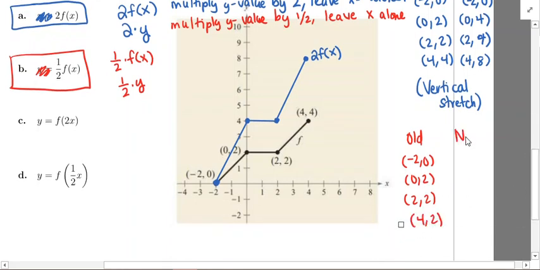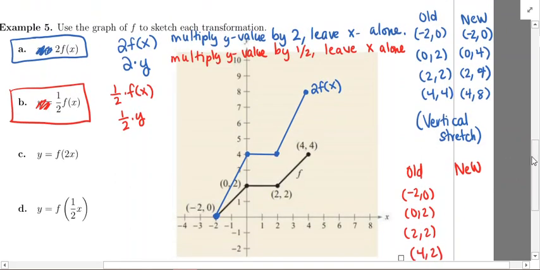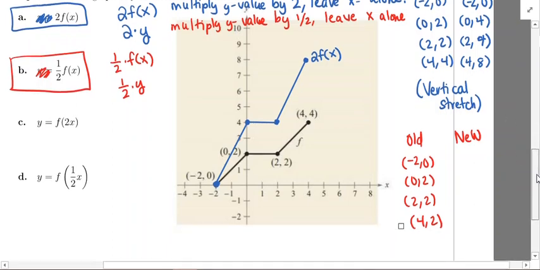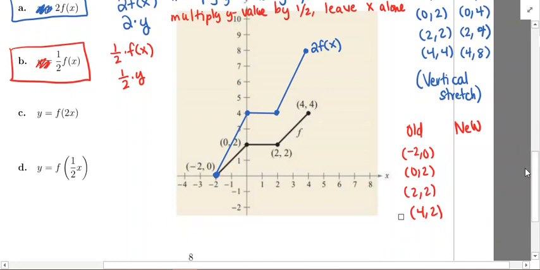Okay, and then we'll set up our new points. Again, what you have to do is multiply the y value by 1/2, and you need to leave the x coordinate alone. Remember, multiplying something by 1/2 is the same thing as dividing by 2, so you can do it either way. Either take your y value and multiply by 1/2, or just divide it by 2.